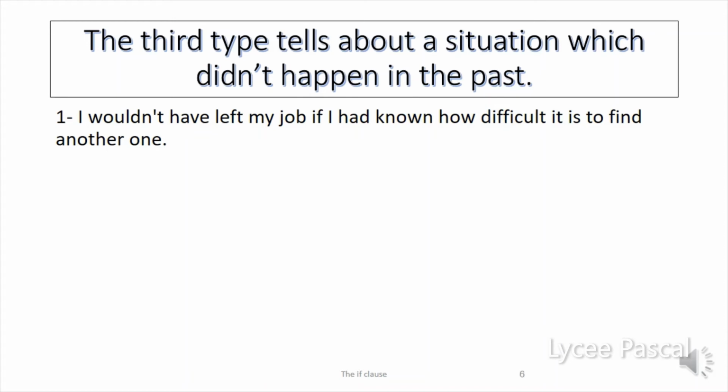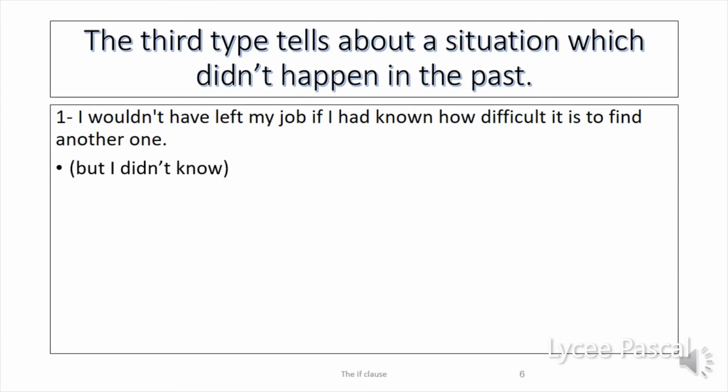The third type tells about a situation which didn't happen in the past. Example: I wouldn't have left my job if I had known. What is the tense of had known? Past perfect. It means had plus past participle. If I had known how difficult it is to find another one. The true situation, which was in the past: I didn't know how difficult it is to find another one.